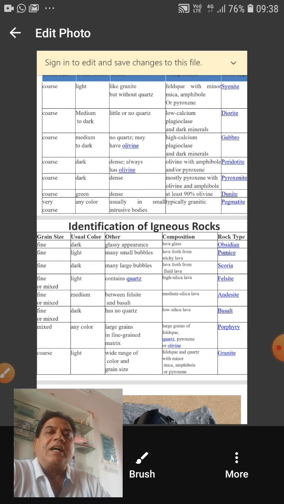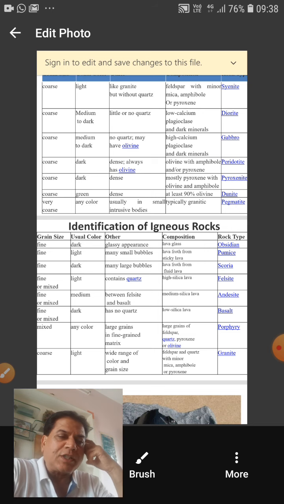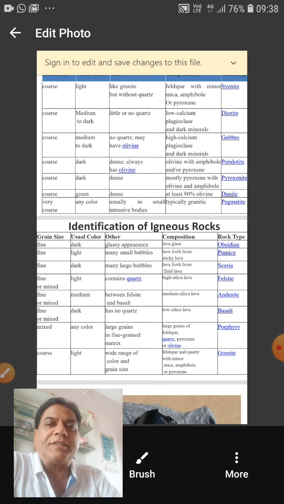And the last is hypermelanic, means which have more than 90% mafic minerals. That rock will appear totally black, or you can say of dark minerals. There will be an absence, or only a few light spots, of the light colored or felsic minerals. So this is the first point that we have to write in the description, that is the color.